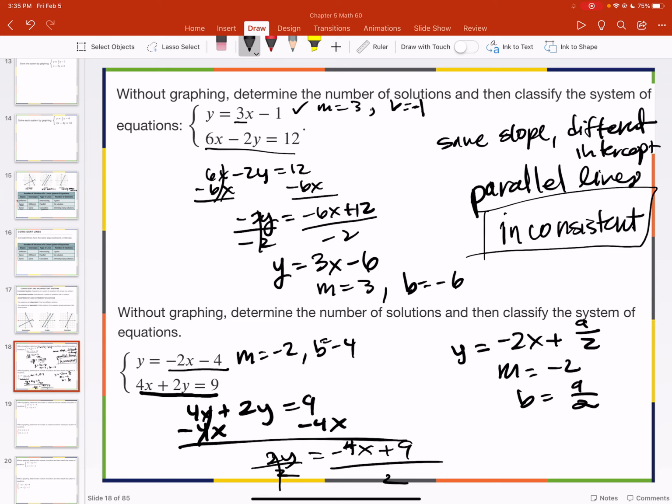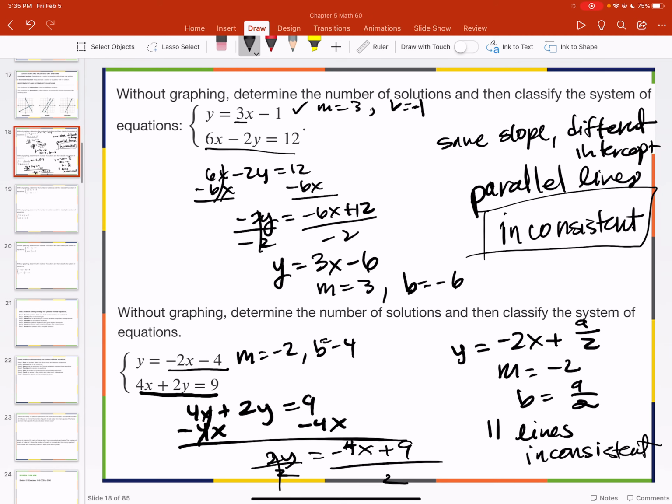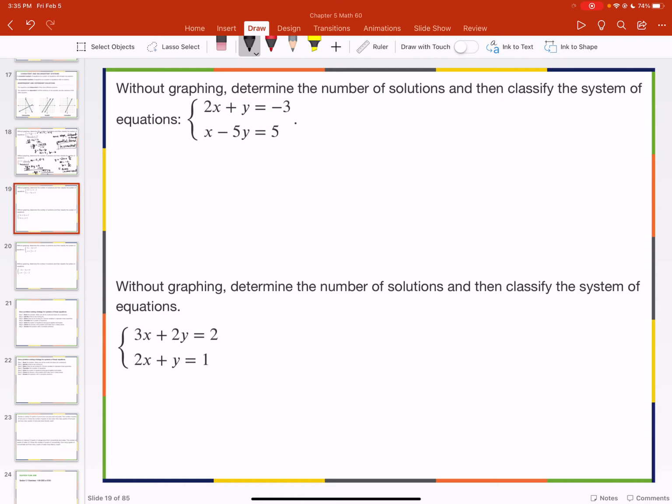So they're different. Same slope, different intercept. Again, these are parallel lines. And it's an inconsistent system because they never cross. Okay. So you can kind of see here, you can determine the number of solutions and then classify by solving for y, writing into y equals mx plus b form, and then comparing the slopes and the intercepts. So I guess we'll do another problem here.